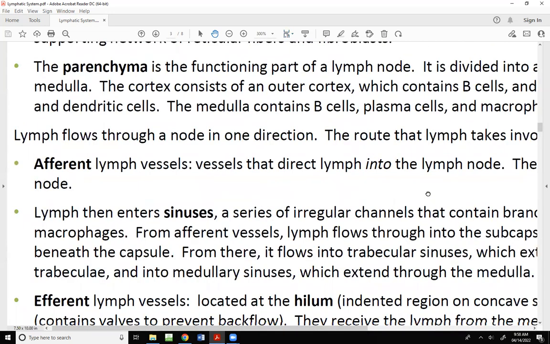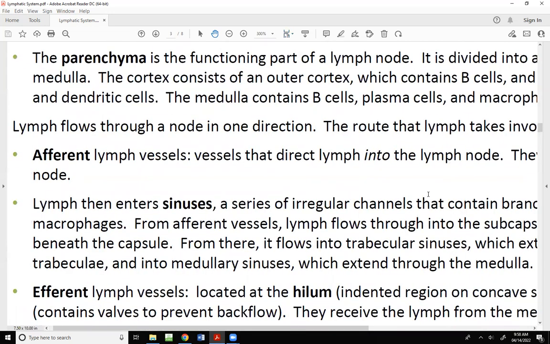Now, as I mentioned earlier, as that lymph is on its way back towards the heart, it's going to be filtered by structures called lymph nodes, which are found throughout the body. So let's talk about those lymph nodes now.